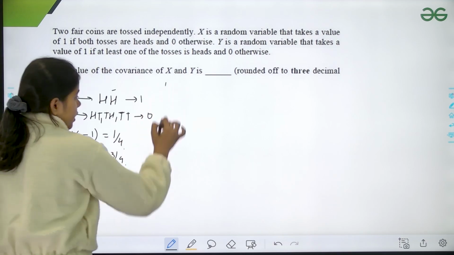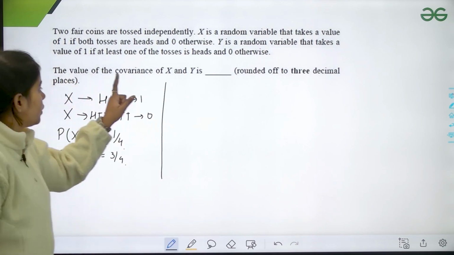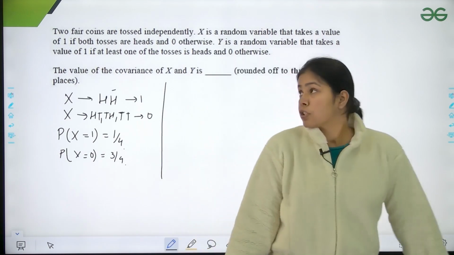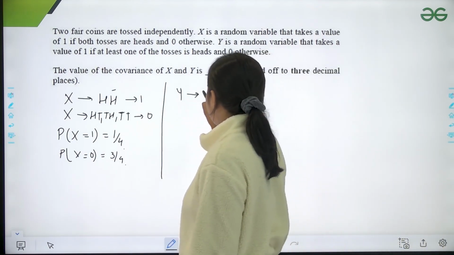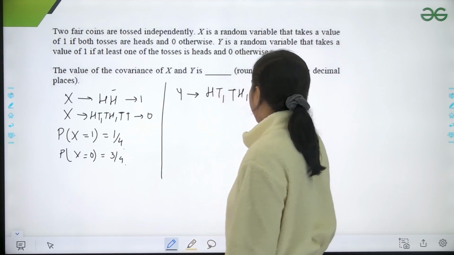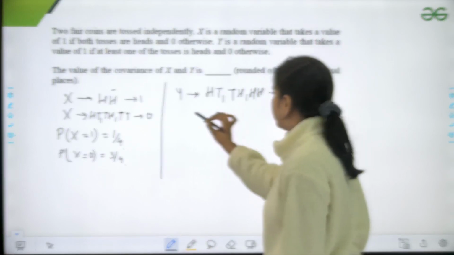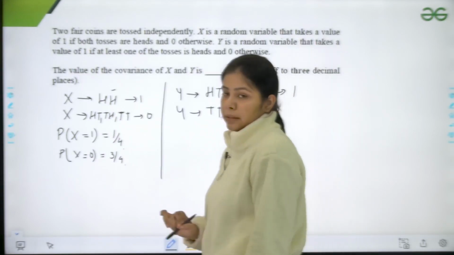That is the first case. Now another case is Y. Y is a random variable that takes a value of 1 if at least one of the tosses is a head, and 0 otherwise. That means Y equals 1 for head tail, tail head, and head head. It takes value 0 when we have tail tail, right?